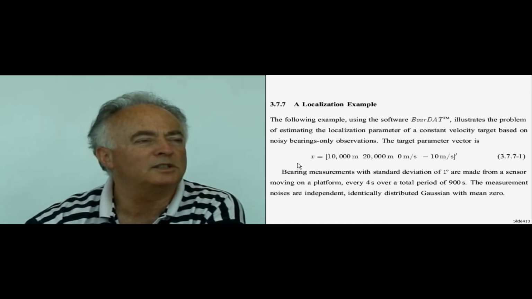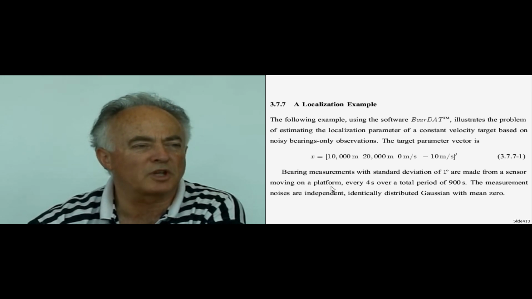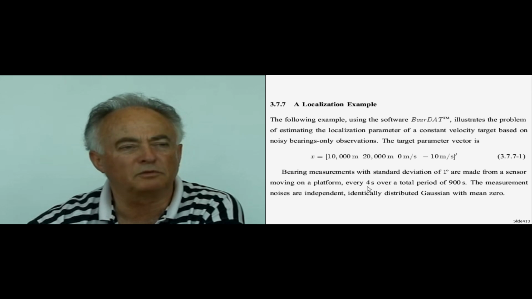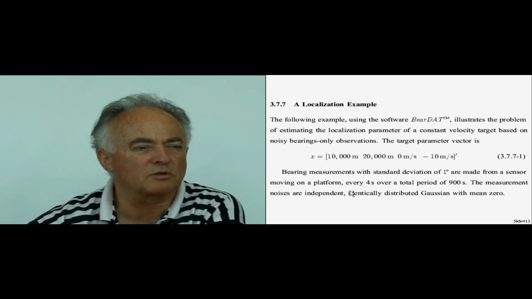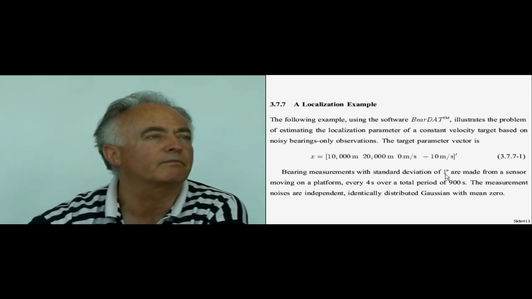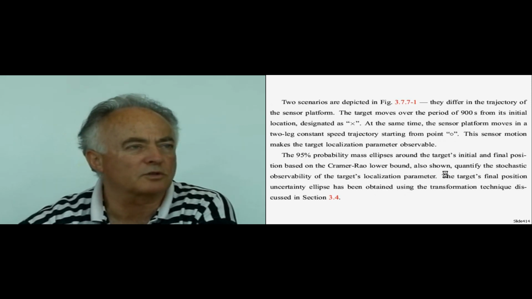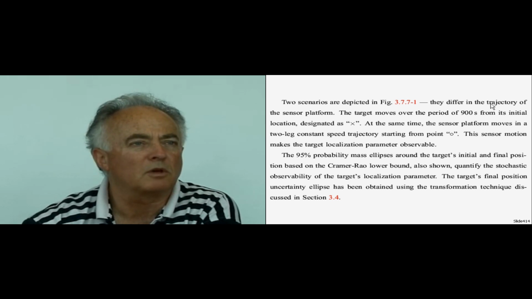We make bearing measurements with standard deviations of 1 degree from a sensor on a moving platform every 4 seconds over a total period of 15 minutes. And the measurement noises are independent, identically distributed Gaussian with mean 0, and this is their standard deviation. We have two scenarios. The distinction between them is the trajectory of the platform.